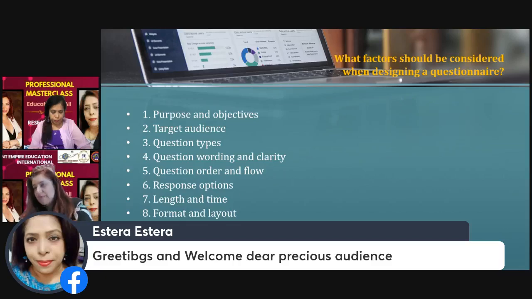And some ethical considerations. Try to ensure confidentiality and anonymity. Try to obtain informed consent, of course, if it's required, and be transparent about how data will be used.